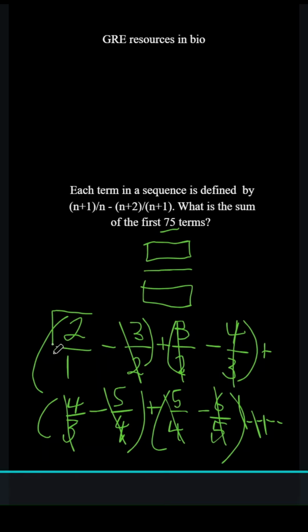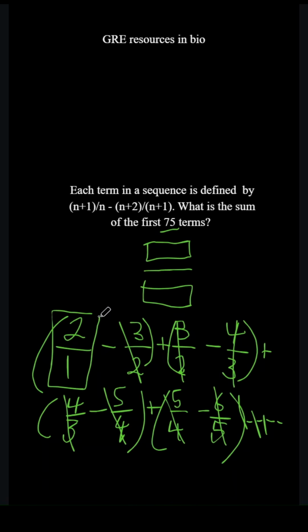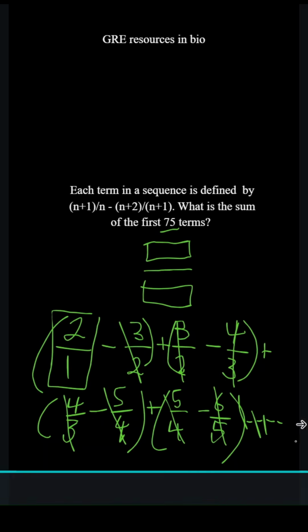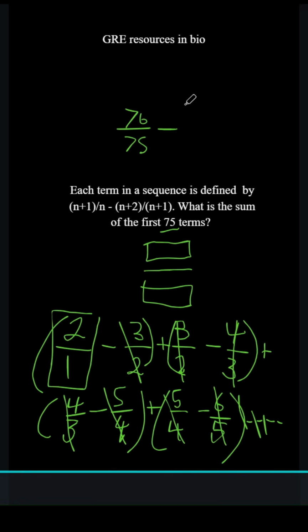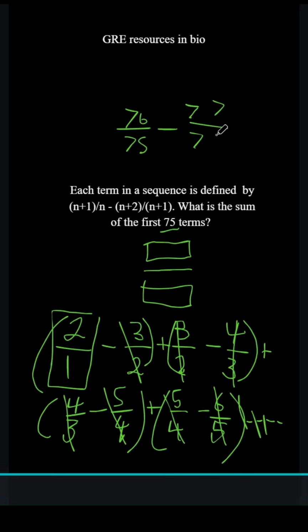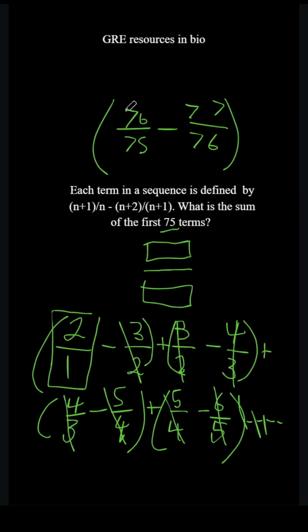And here's a nice little trick. However many terms, or individual numbers, that are not canceled out in the beginning are also not canceled out in the end. So what do you think the 75th term is? Well, the 75th term is 76 over 75 minus 77 over 76. This first part is going to be canceled out by what comes before it. This must be the last term.